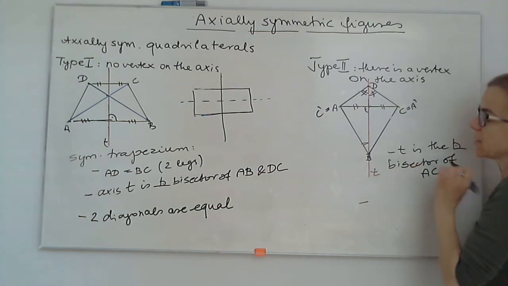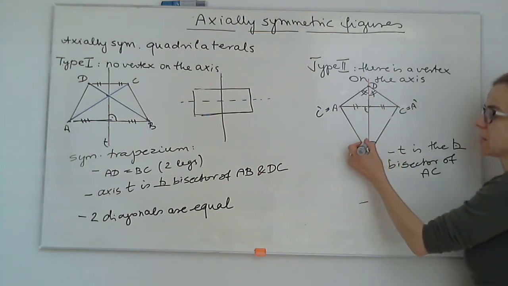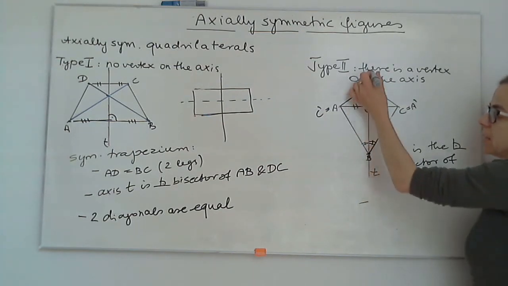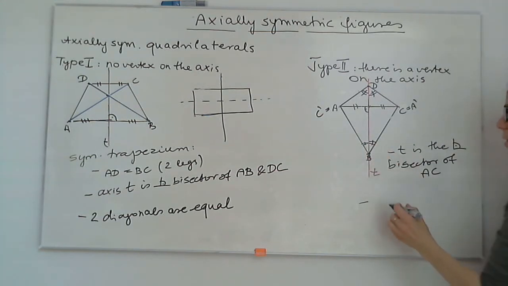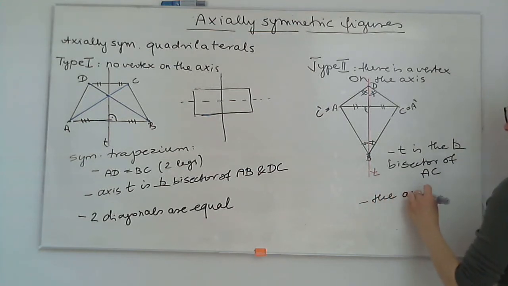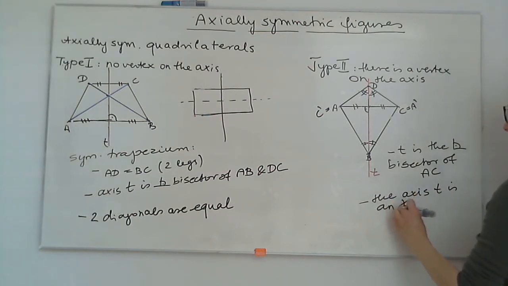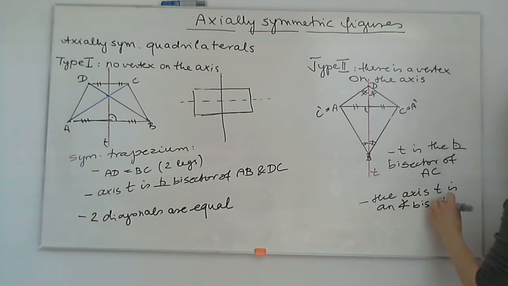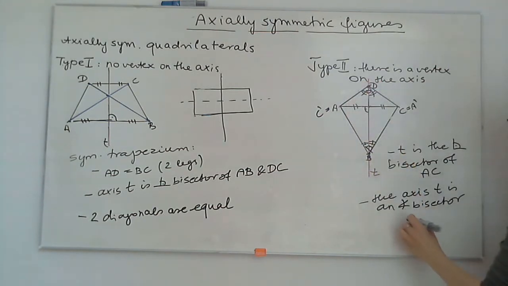This angle goes into that, so it's an angle bisector of the angle at vertex D. Similarly, this angle is going to be the mirror image of that angle when you reflect. So again, the T line is an angle bisector of the whole angle at vertex B. So that means that the axis T is an angle bisector. In this particular case, let's call these beta and delta, half of beta and half of delta. Okay, so that's another property.